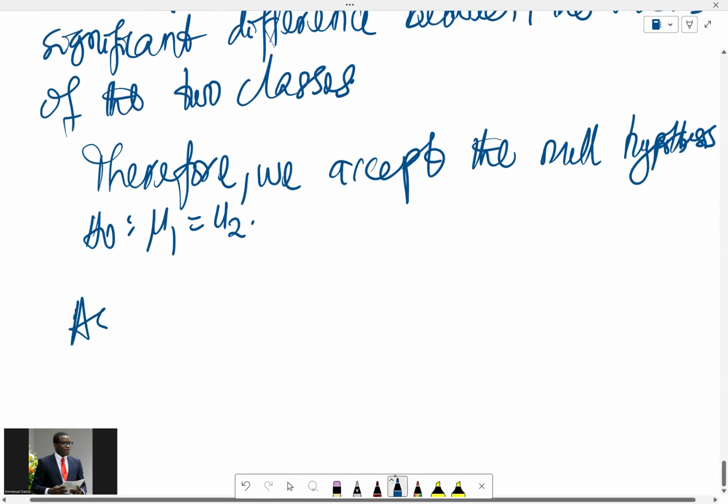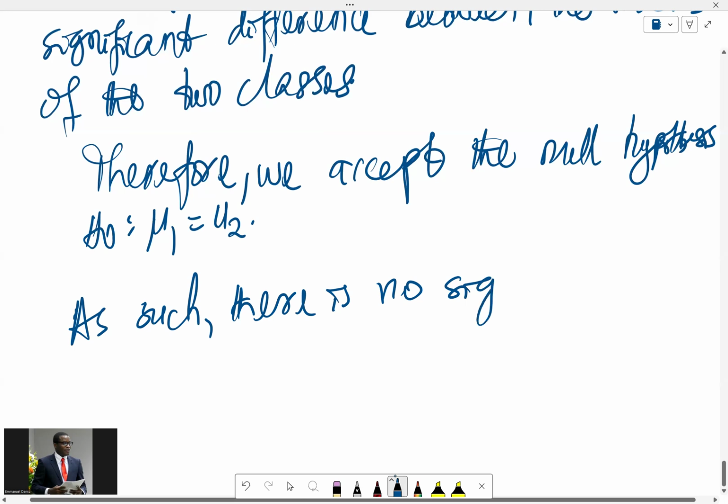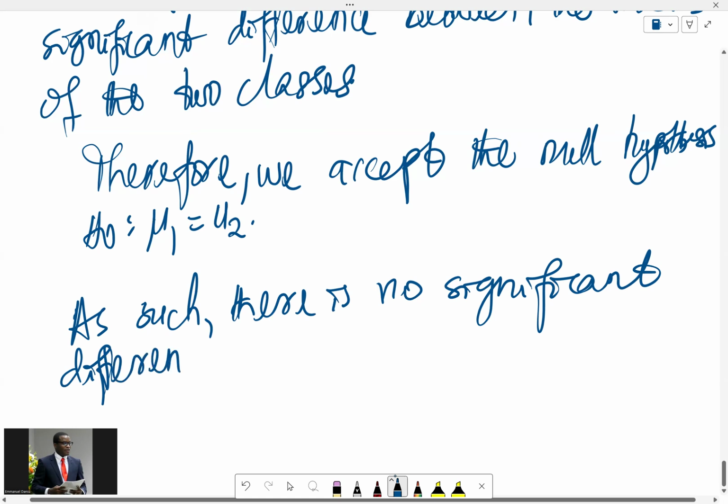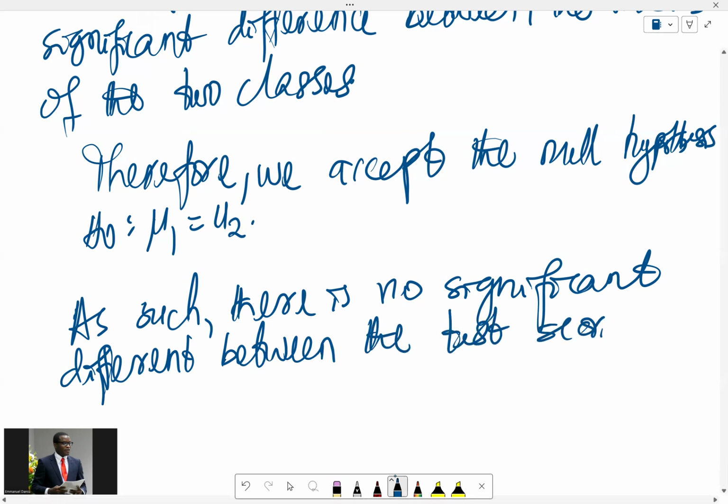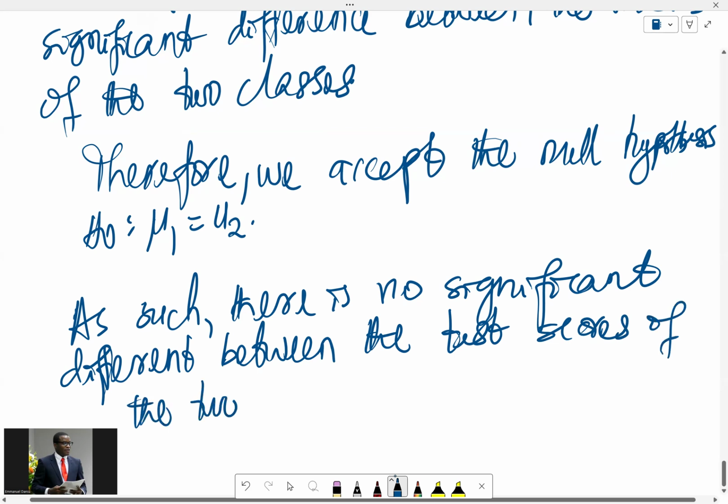As such, there is no significant difference between the test scores of the two populations. Okay, there's no significant difference between the test scores of the two populations.